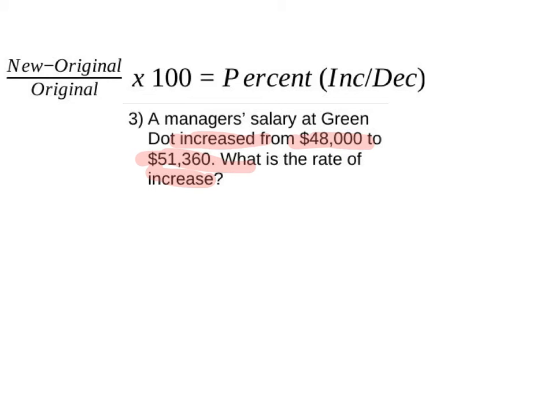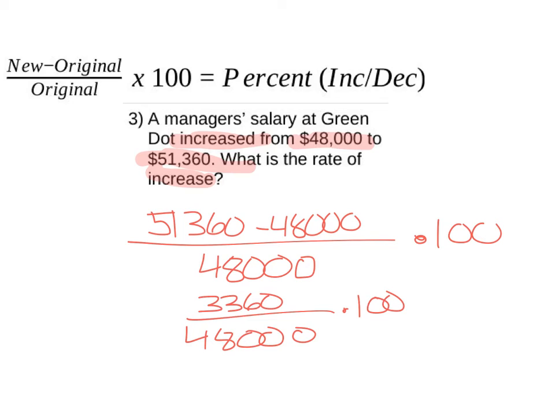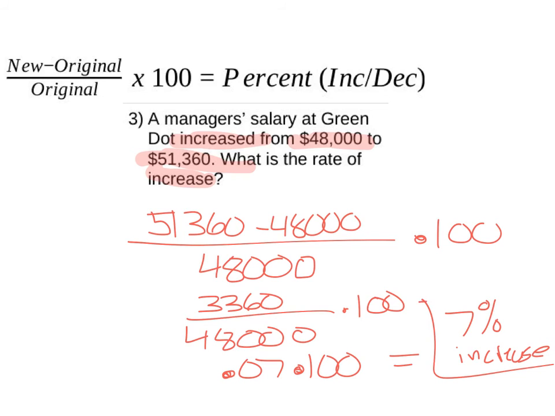So take those numbers and take that new value, 51,360, minus the 48,000, and divide that by the original. And we're always going to multiply that by 100 at the end, which is going to leave us with 3,360 over 48,000, which is going to be 0.07 times 100. And what that's going to tell us is we are getting a 7% increase in our salary. All right, let's take a look at another one.